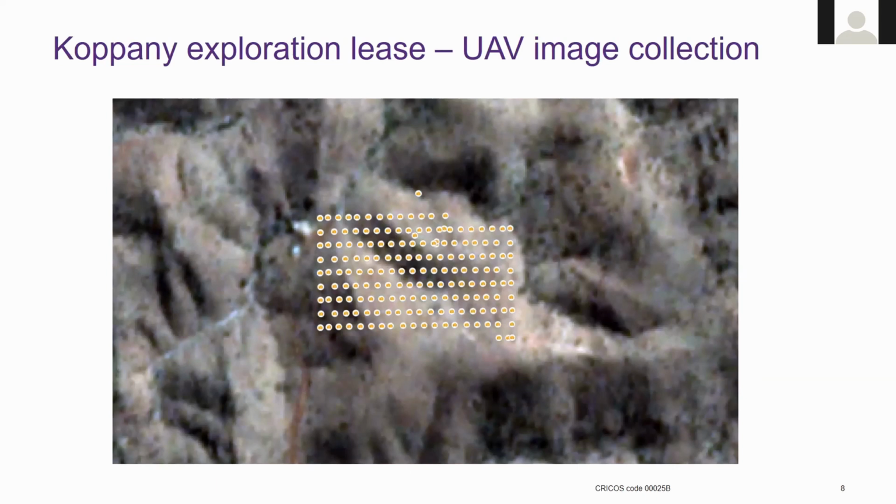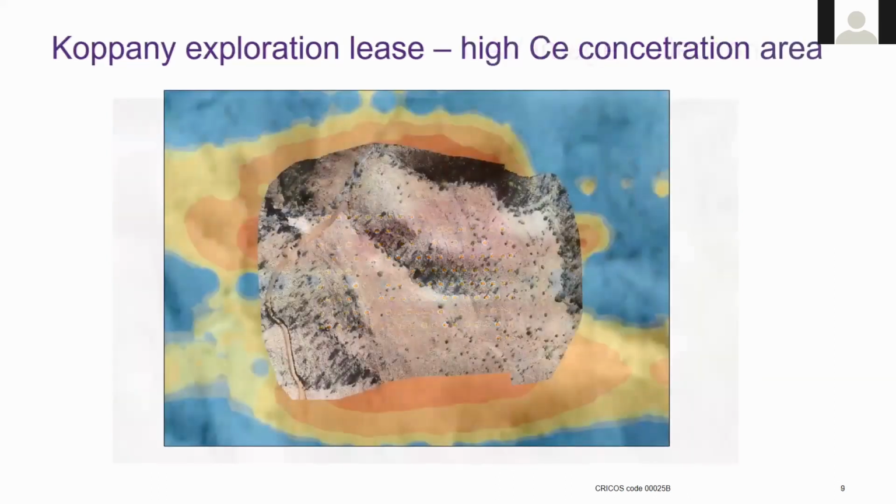On top of that, we climbed up some of the ridges, and I'll show you in a second. Each of those points is where we collected imagery above the site with the drone. Once you stitch that together, you get a highly detailed map of the most interesting part at this stage for Hammer Metals, the area of the highest cerium concentration.